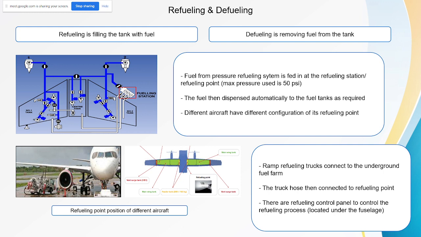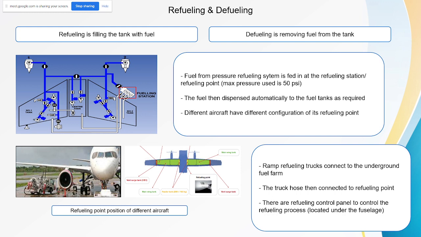Okay, the first sentence, fuel from the pressure refueling system. Where is the pressure from? It's from this ramp truck. Yes, it's either from the truck or from the bowser.